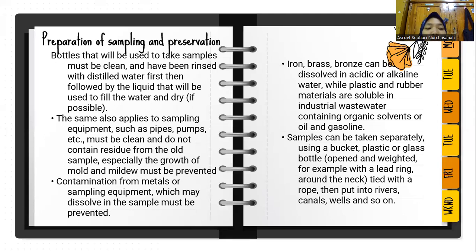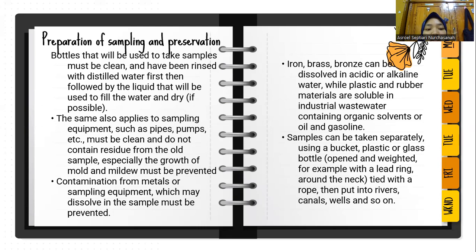Next, preparation of sampling and preservation. Bottles that will be used to take samples must be clean and rinsed with distilled water first, then followed by the liquid that will be used to fill them, and dried if possible. The same also applies to sampling equipment, such as pipes and pumps, which must be clean and not contain residue from the old sample. Especially, the growth of mold and mildew must be prevented.